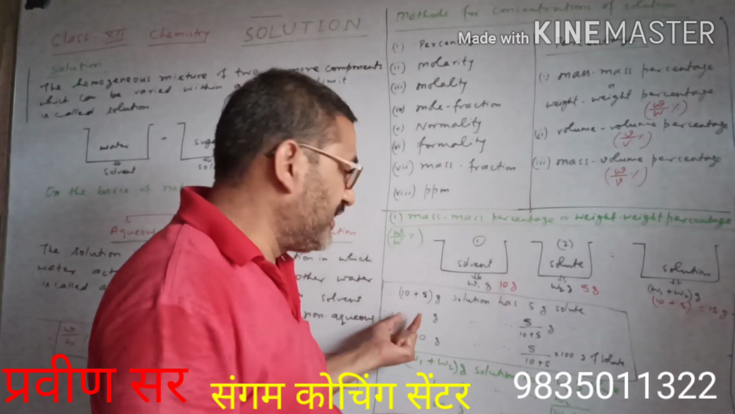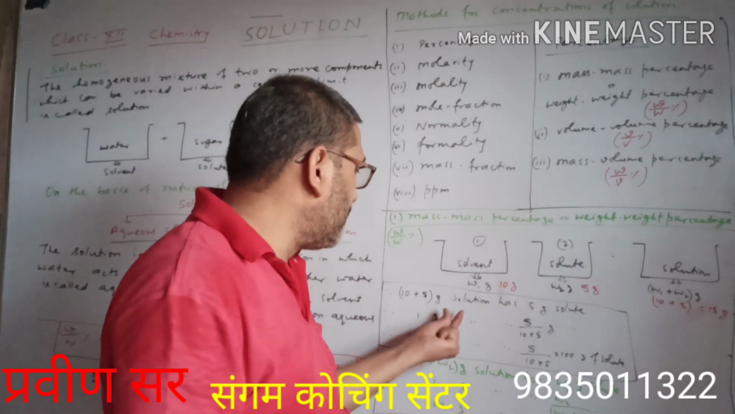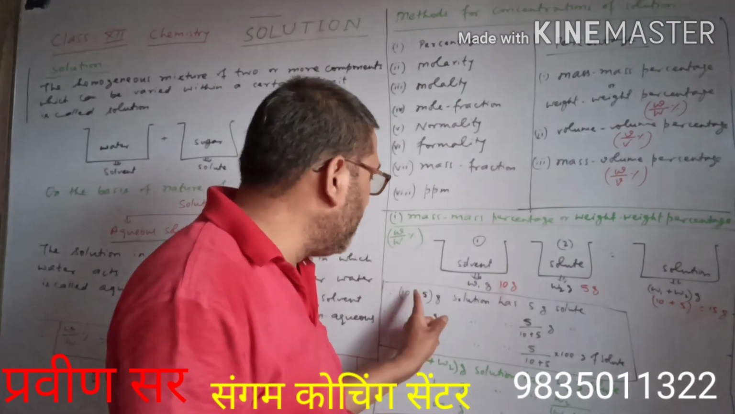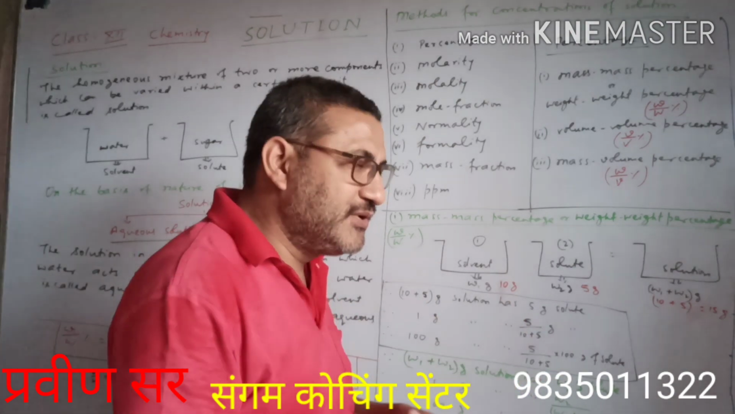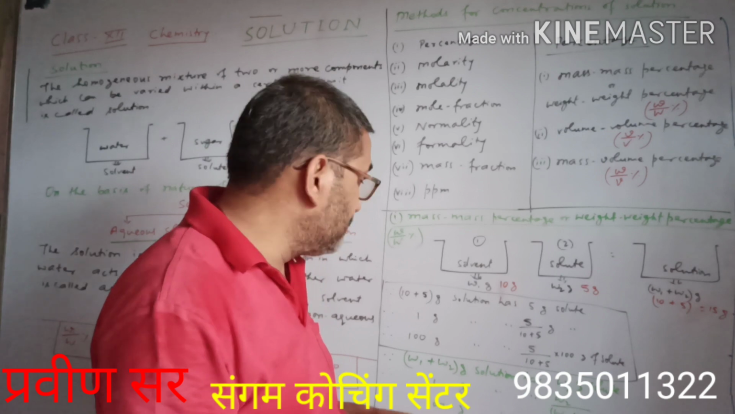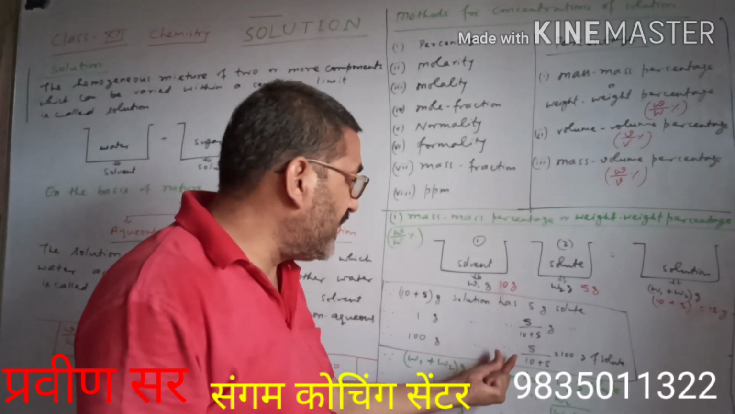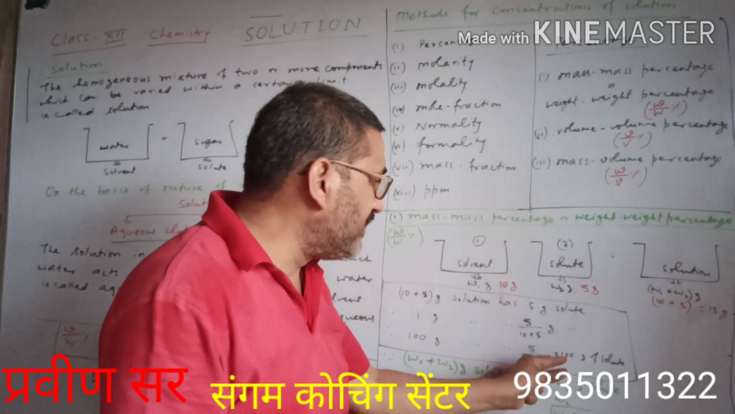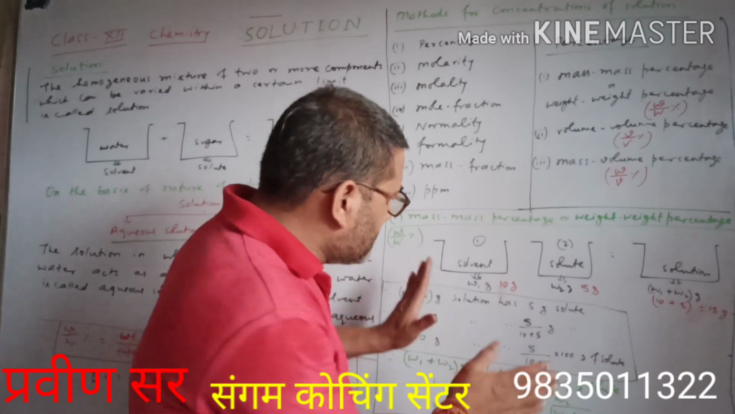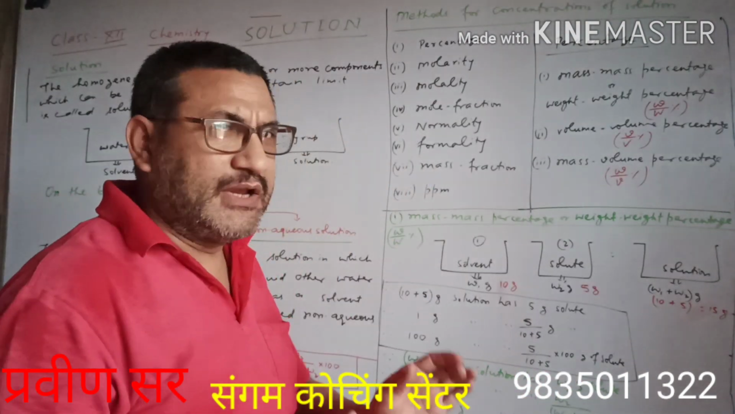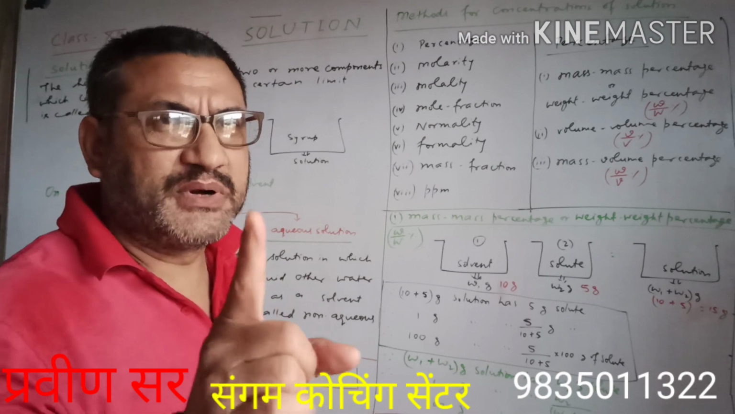And thus we can say how much in 1 gram of solution? 5 by 10 plus 5 gram of solute. And in 100 grams? 100 gram solution has 5 by 10 plus 5 into 100 gram of solute. In the same manner, we calculate the formula of percentage.